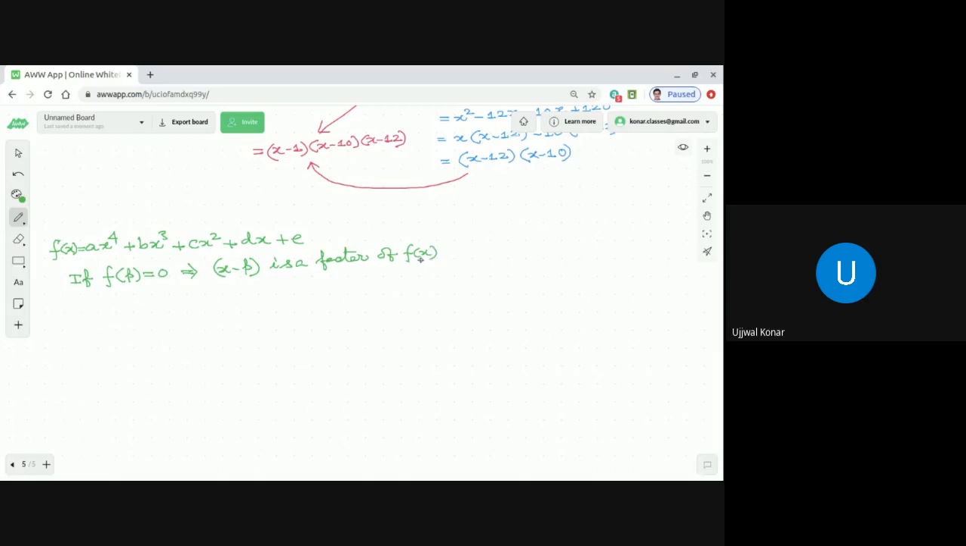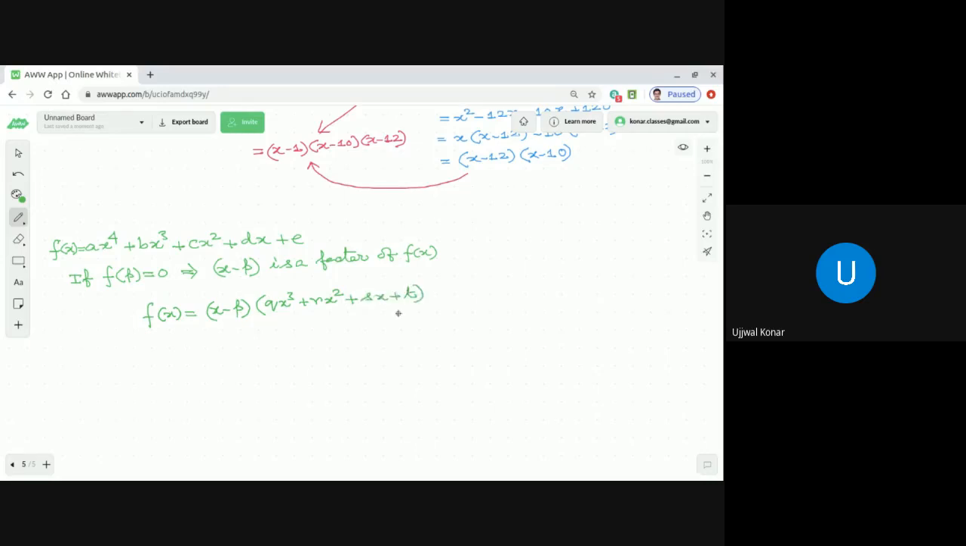The moment you know that x minus p is a factor of f(x), what can you do? You can make a long division of f(x) by x minus p. If you do a long division of f(x) by x minus p, what are you going to get? You are going to get f(x) equal to x minus p and a cubic polynomial. Correct or not? You'll get a cubic polynomial. Let's take that cubic polynomial as something like q x cube plus r x square plus s x plus t.